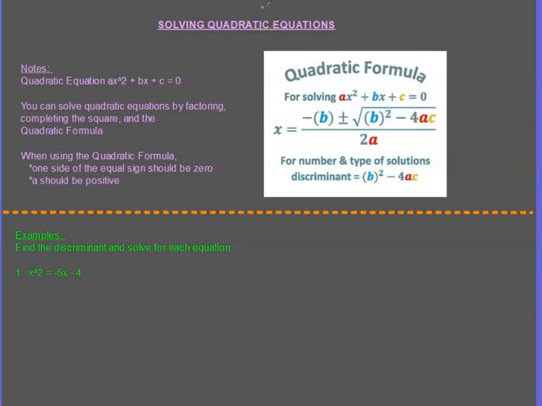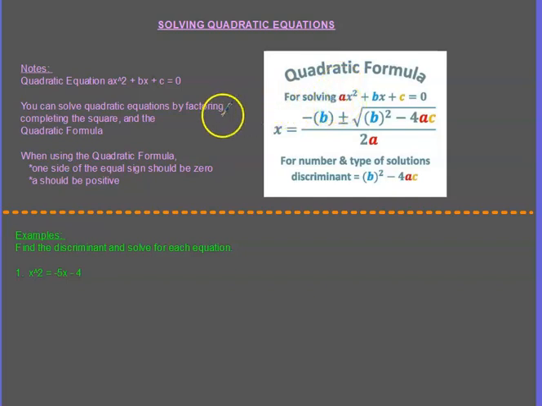Hi guys, so we're going to go over solving quadratic equations. Just note before you start solving a quadratic equation, make sure that one side of the equal sign equals 0. So if you're ever wondering which side of the equal sign should be 0, a should always be positive. So you're going to move everything to one side of the equal sign, making sure that a, which is the coefficient of x squared, will be positive.